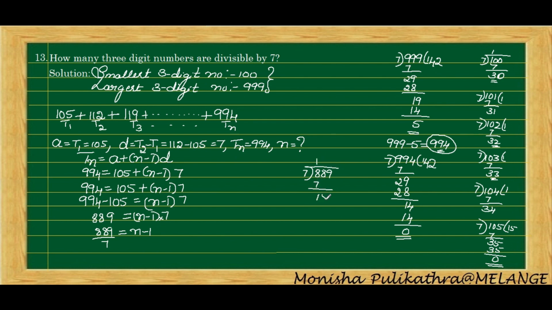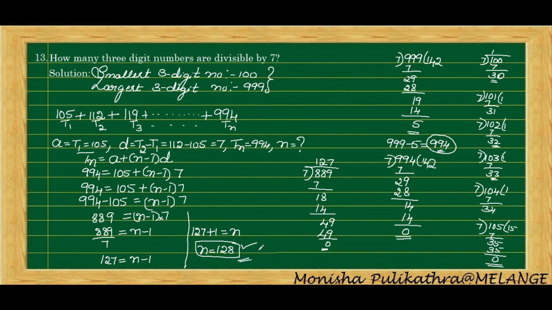7 ones are 7, 7 twos are 14, so 7 sevens are 49. So the quotient is 127, which is equal to n minus 1. Next we need to shift this minus 1 to the left hand side, so it will become 127 plus 1 is equal to n. So n is equal to 128. So from 100 to 999, there are 128 3-digit numbers which are completely divisible by 7.